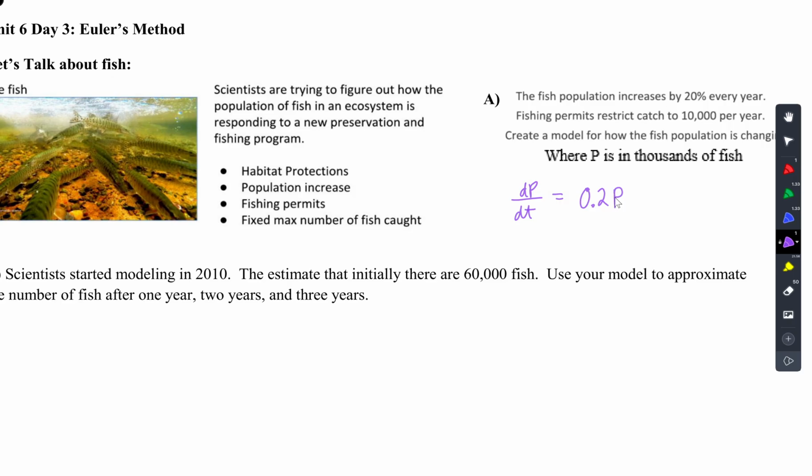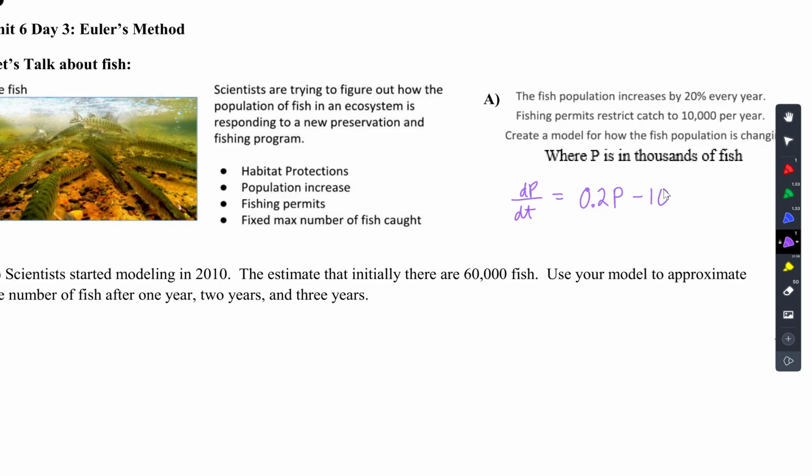It actually might make more sense once we go down to this question. And then minus 10. The reason it's not 10,000 is because P is in thousands already, right? So the 10,000 is just 10. All these units are per year. Like that 0.2 is the per year unit, and then 10 is per year. So this is representing how much it is changing.